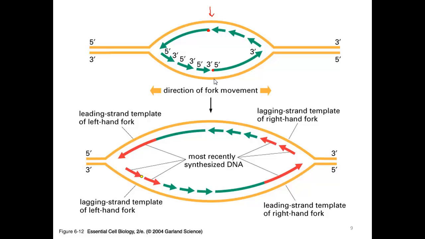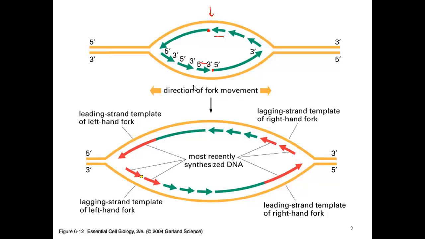Once again, the book has flipped the orientation, but that shouldn't bother you because you're getting good at looking at the 5' to 3' directions of things. And this is the first lagging strand, and this is an old piece of DNA. This is the first lagging strand on the other side. At some time later, the forks have moved out, and you can see in red what's been synthesized.